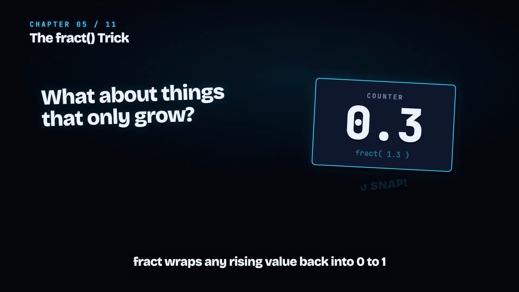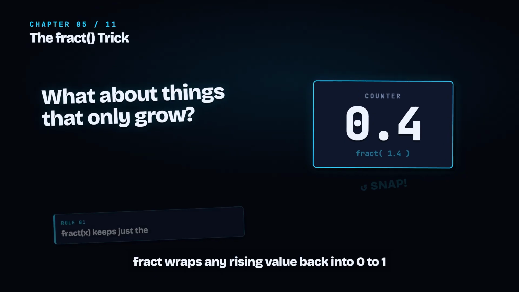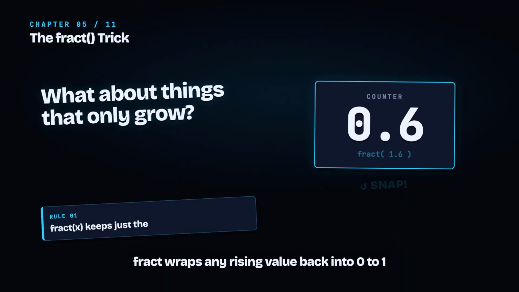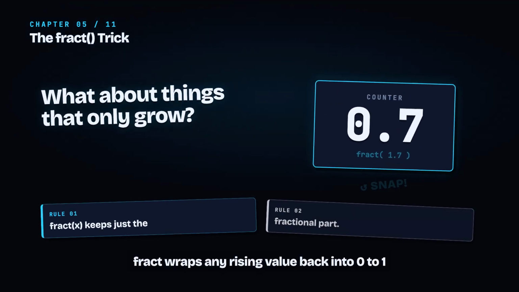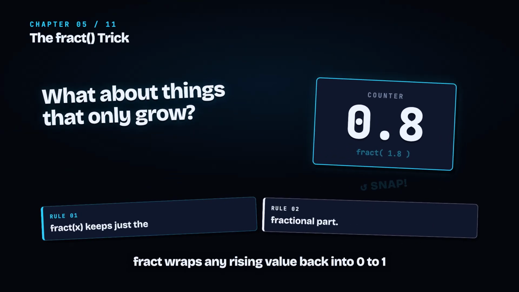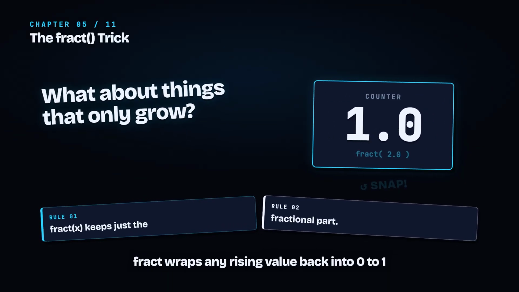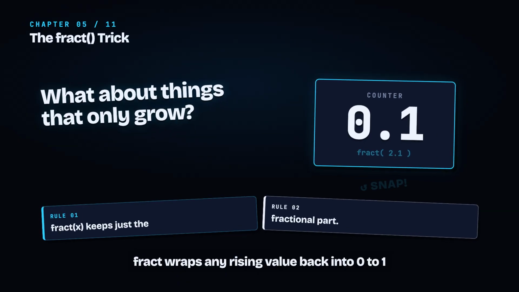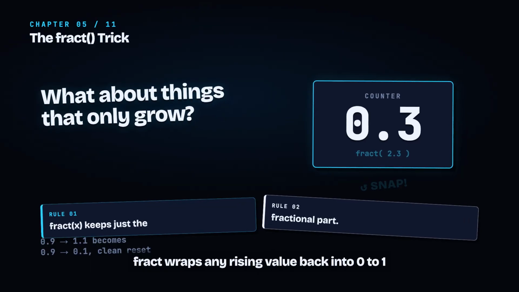Fract, short for fractional part, does one tiny thing. It throws away everything before the decimal point and keeps only what's after. Fract of 3.7 is 0.7. Fract of 5.2 is 0.2. So take a value that grows without limit, say t times 3, and wrap it in fract. As it climbs, that product climbs too: 0.5, 0.9, and then, instead of hitting 1.1, fract snaps it back to 0.1. It climbs, resets, a perfect sawtooth that loops every time.